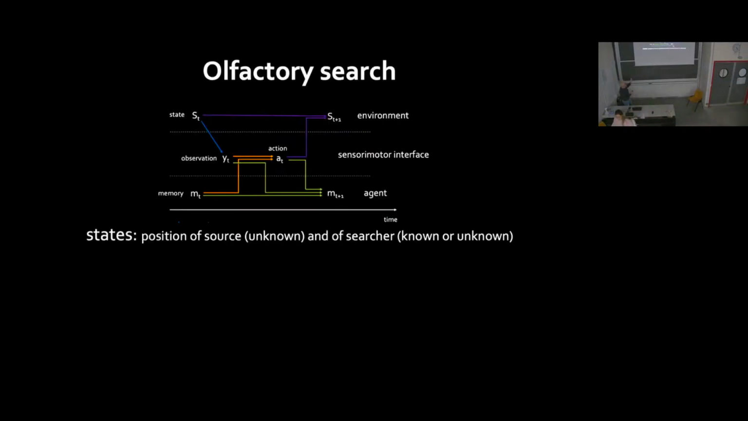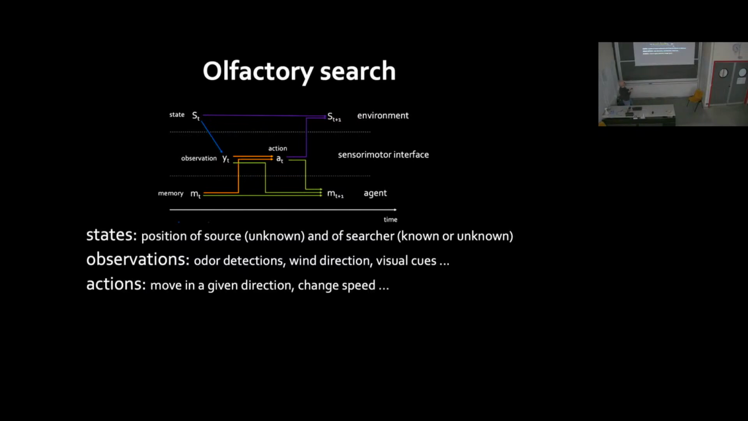So again, this diagram. What are the states? So this should probably come earlier for Lorenzo. The states are, for instance, the position of the source, which is unknown, the position of the searcher, which might be known or unknown. So the searcher might know, okay, I'm sitting at a certain point in space, or might not know it. Both possibilities are to be considered. The observations are odor detections, the wind directions, visual cues that the searcher might have. All this contributes to build up a decision making.